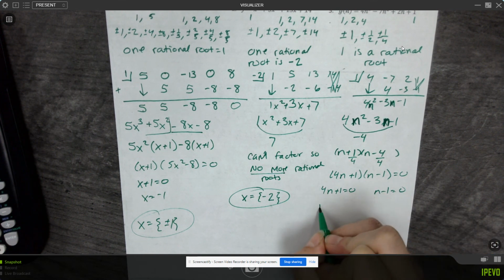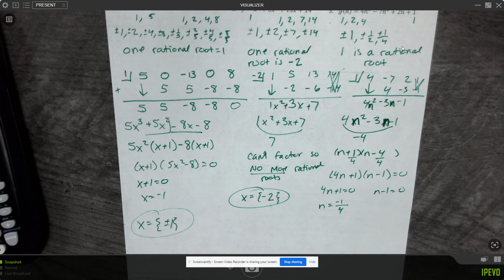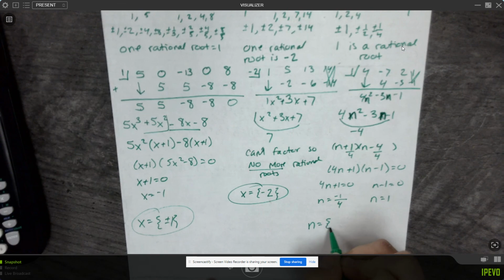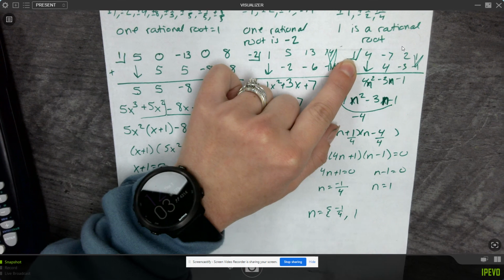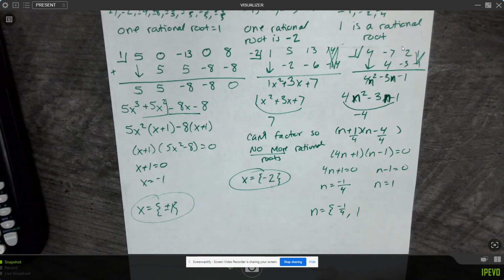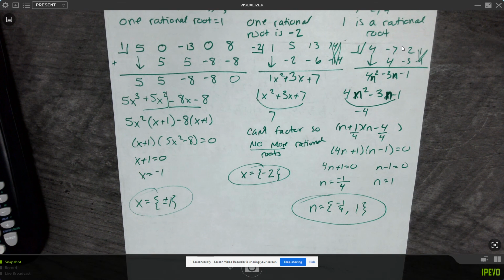When I solve this first one, I'm going to subtract your 1 and divide by your coefficient of 4. And your other one, just flip your sign, becomes a +1. So here is a rational root. So n equals -1/4, +1, and +1, which I already had, so I don't need to write it again. There you go. Those are your only rational roots.